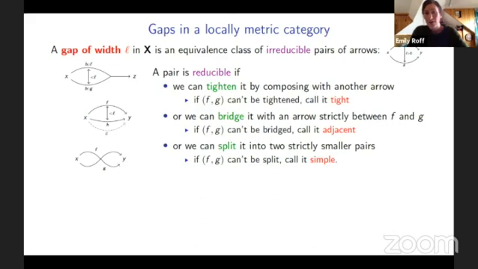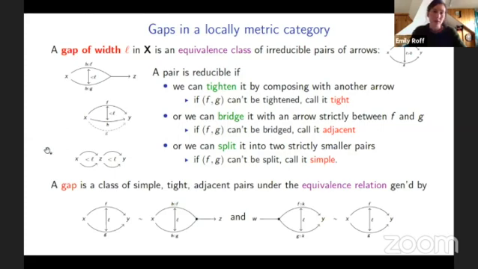One more way that a pair might be reducible is perhaps f and g actually factor exactly into two pairs, the sum of the distances between which is equal to L, but each of which is strictly smaller. And in that case, we'll say that f and g split. And if f and g don't split, we'll call them simple. Okay, so an irreducible pair is a pair of parallel arrows which is tight and adjacent and simple.